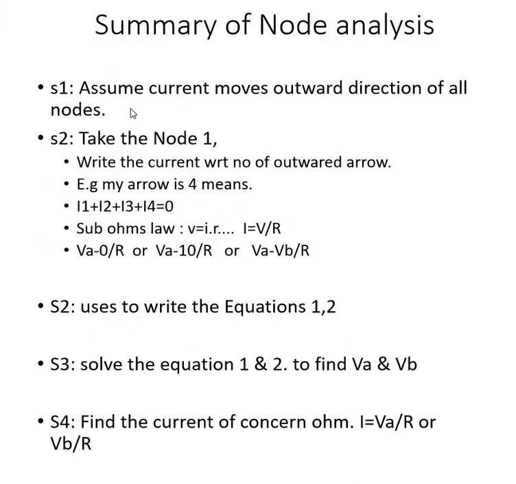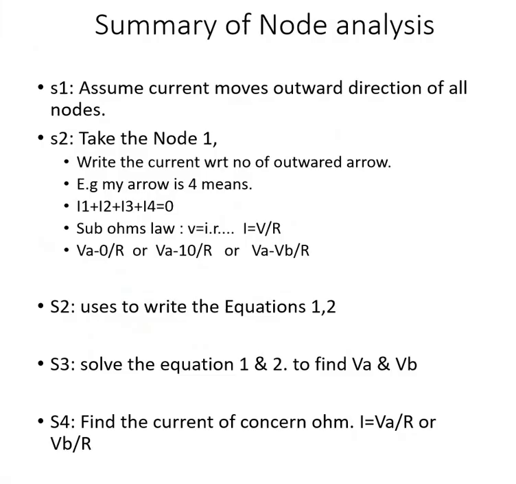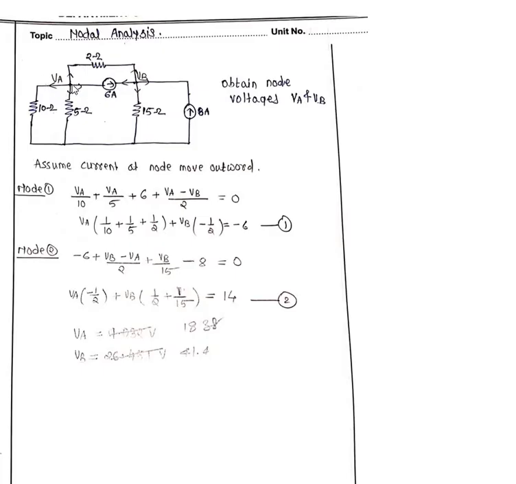Okay, what is that one? First one, summary. It consists of 4 steps. Okay, assume the current moves outward direction of all nodes. See here, I am going to assume the current moves outward direction of all nodes. Yes, that is step number 1. Step number 2, what is that one? Take the node 1. Okay, take the node 1.